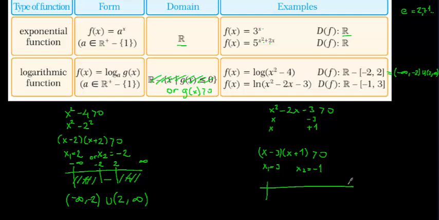On the table, when we put the critical points here, minus 1 and 3, then this is going to be plus, then minus and plus. You know that one, how to make plus, because the sign of the function is x squared.